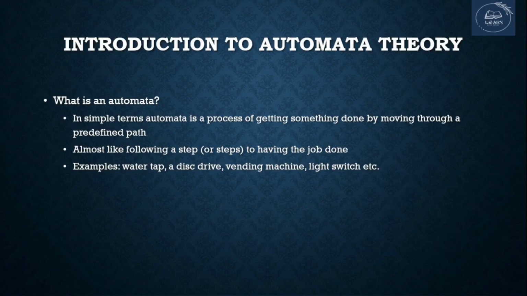Let's take for example, we want to get water from the tap. We take our cup, go towards the tap, and we meet the tap at a state whereby, let's say, there is no water running from it. We'll say that is the initial state of the tap. And the goal state which we want to get to is when the tap is running with water. So we turn the head of the tap, then we see water gushing out from the tap. Disk drives, vending machines, and light switches are also examples of what an automata is.